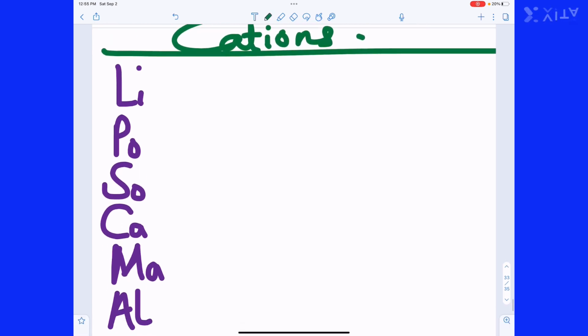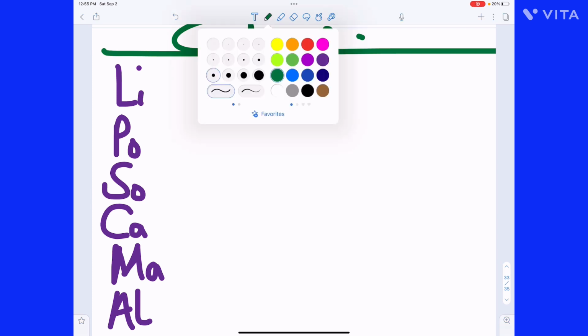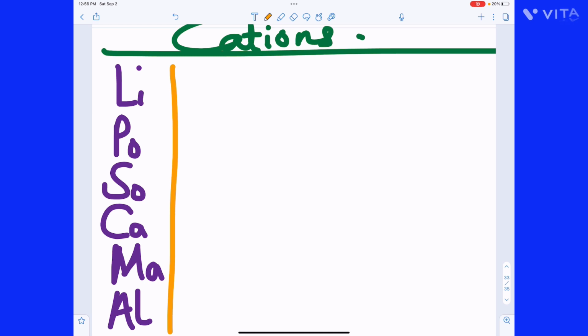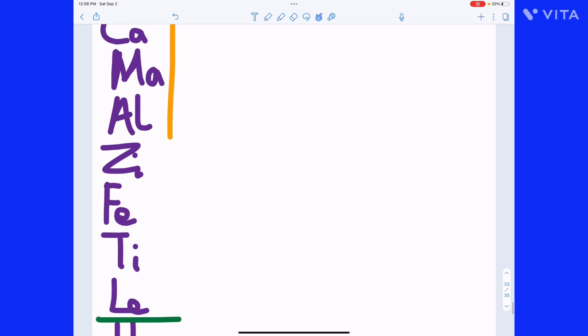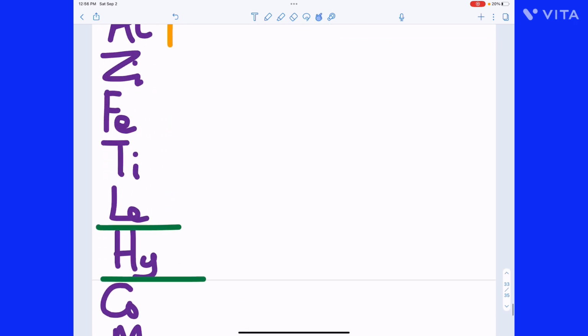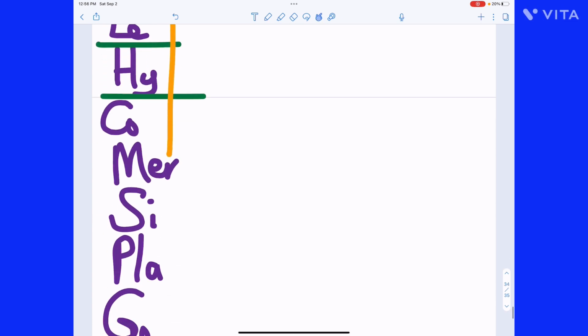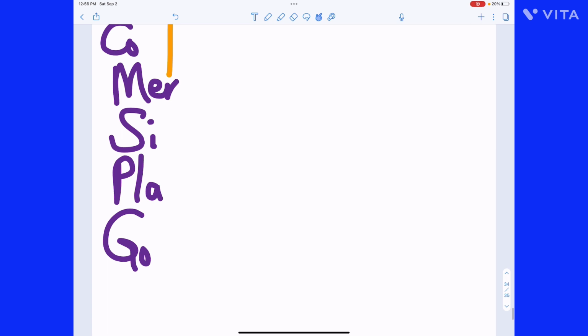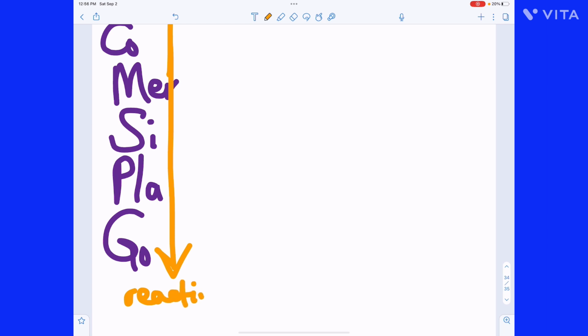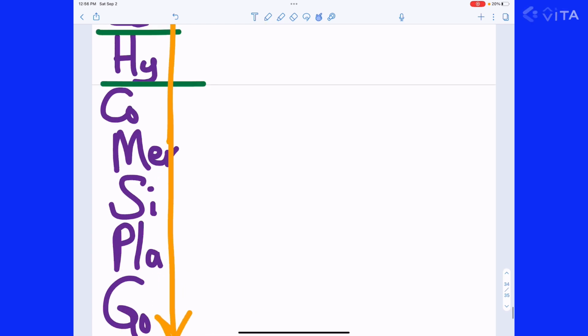I will draw a line downward. Let me change my ink to orange. I'll draw a line downwards like this so that you can see what we mean by all of this. This line shows that as you come downwards, reactivity decreases.